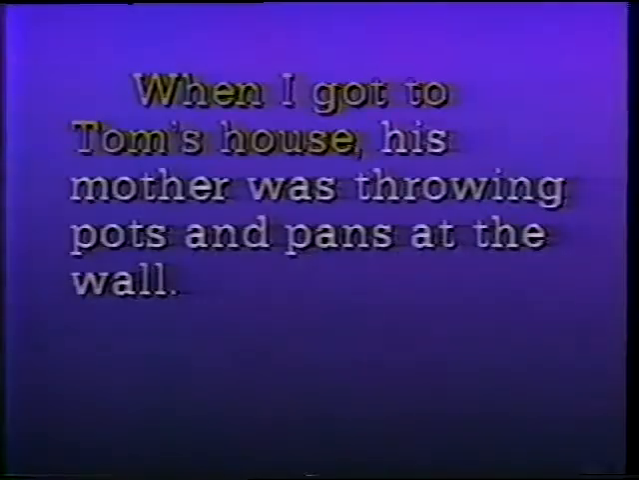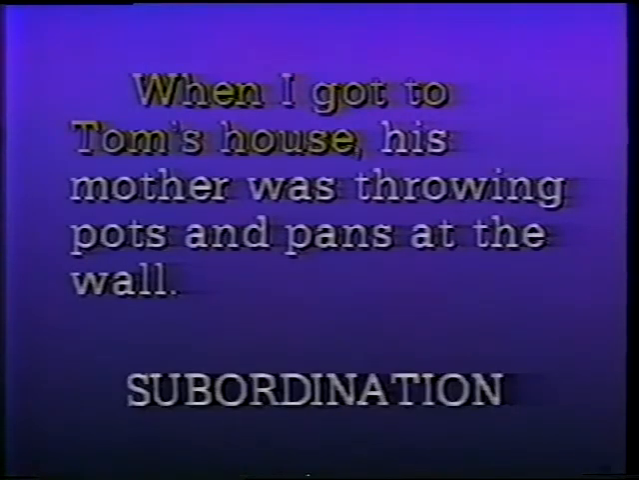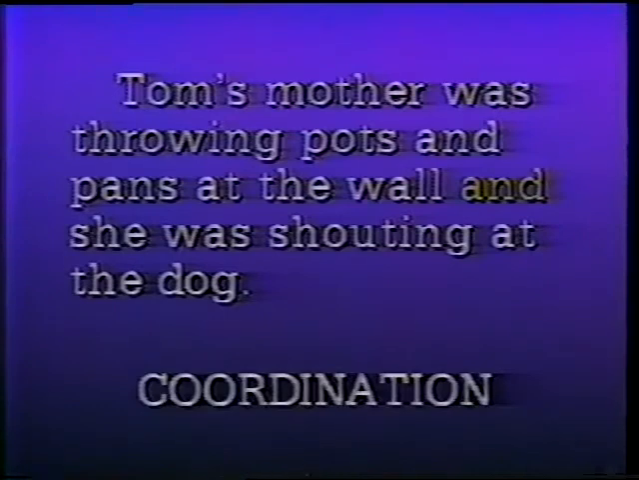To subordinate the first sentence and emphasize the second, we could instead write, "When I got to Tom's house, his mother was throwing pots and pans at the wall." Written this way, the sentence clues the reader to the fact that Tom's mother was angry and was having a fit. Coordination links clauses of equal value, using words like "and" or "but." "Tom's mother was throwing pots and pans at the wall, and she was shouting at the dog."